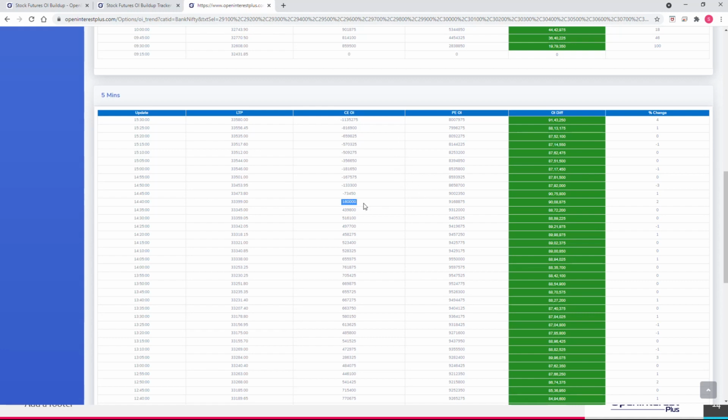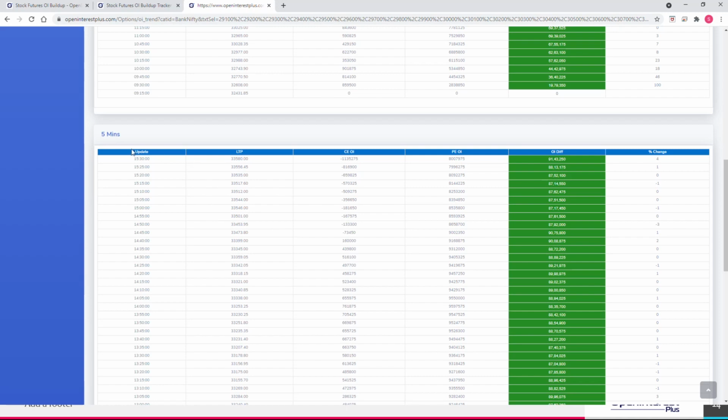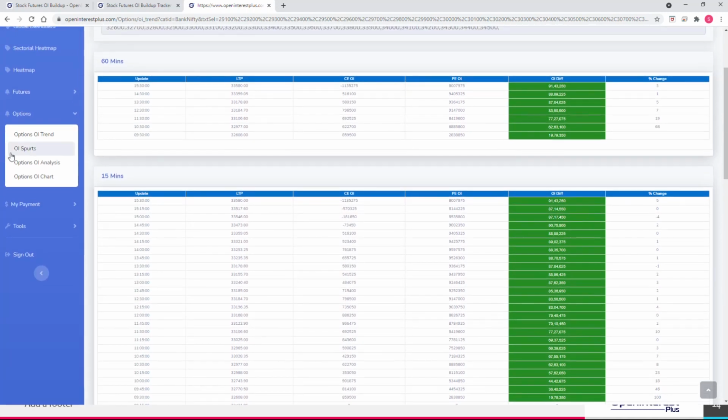So if you look at all the shorts we observed, just after 2:45 they started covering everything, and there were no more shorts left in the system. So that is what the data represents. So this is about options OI trend. Many times I've posted snapshots of this call OI and put OI change on the Twitter handle. So this is the options OI trend.